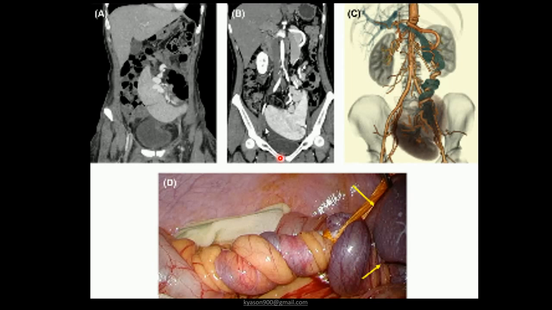Okay, so it's always important to identify these abnormalities radiographically so that those complications can be prevented. So you can see these images. All those are coronal CT images showing you the wandering spleen that is outside its normal anatomical position or location.